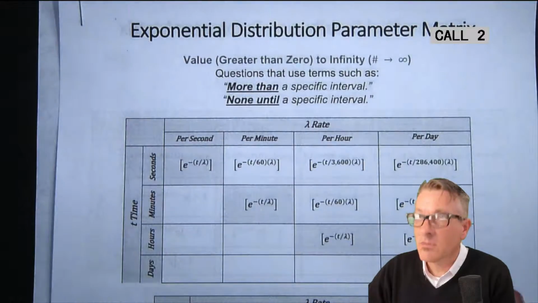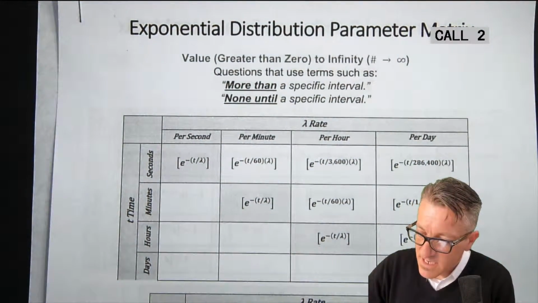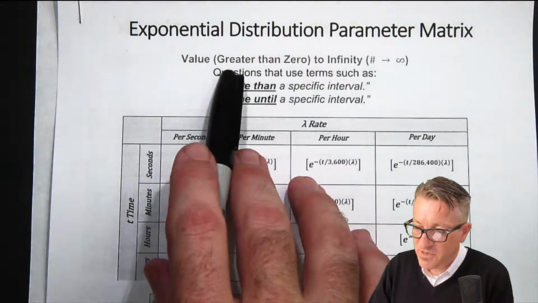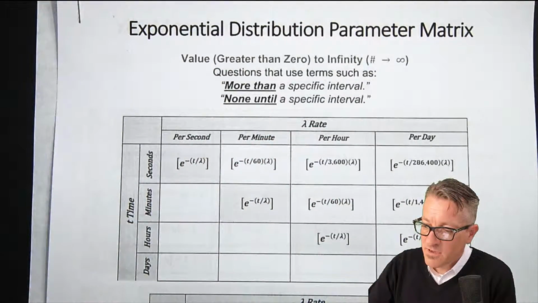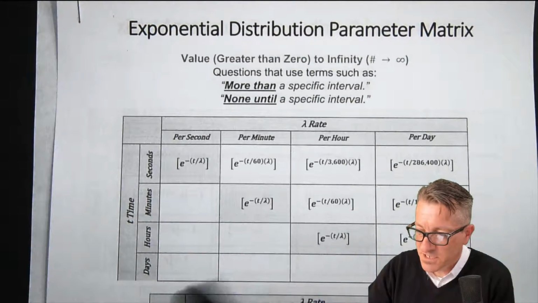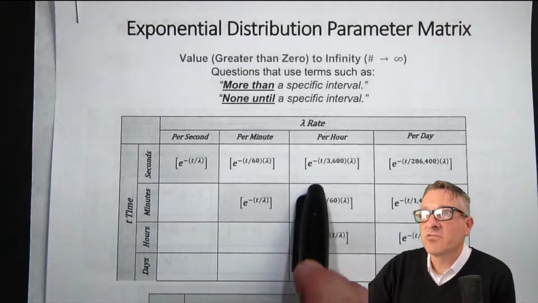The white balance will come back. Okay. So in this case, this is a value greater than 0 to infinity. This is a type of table that's set up for a certain type of question, which we're going to have one in just a sec. But we have these different conversions in there.